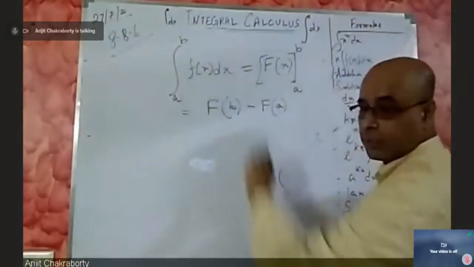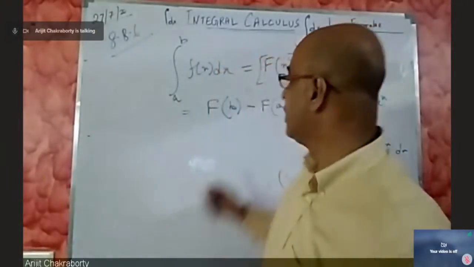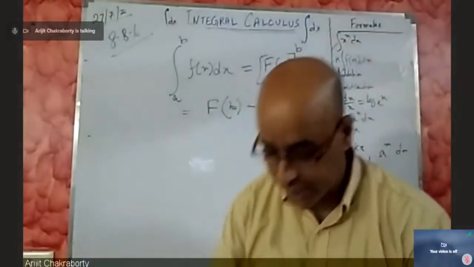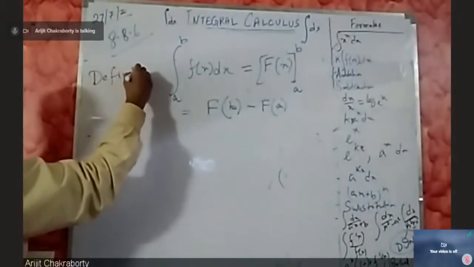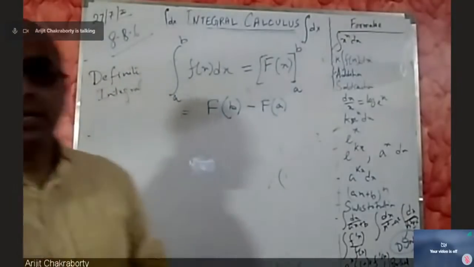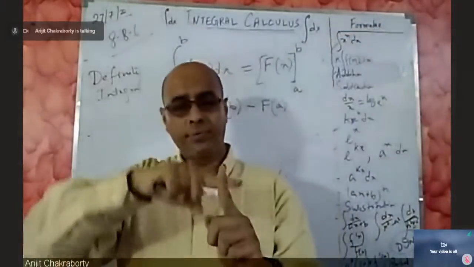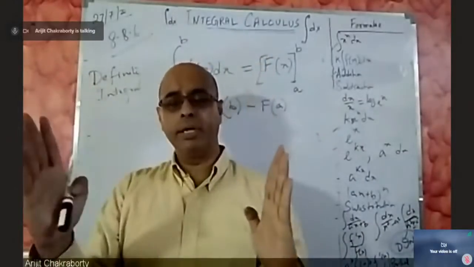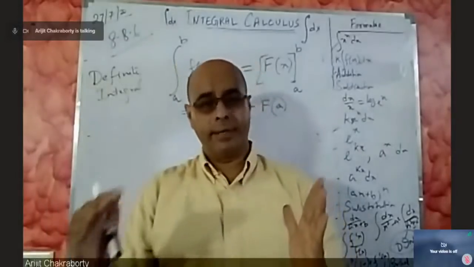So here B is known as the upper limit, A is the lower limit, and you have to find out F(B) minus F(A). This is the concept of definite integral. This is what we call definite integral, because you are definite. Why are you definite? Because you have two limits, B and A. A is the lower limit, B is the upper limit. So I can find out the area in between, right?